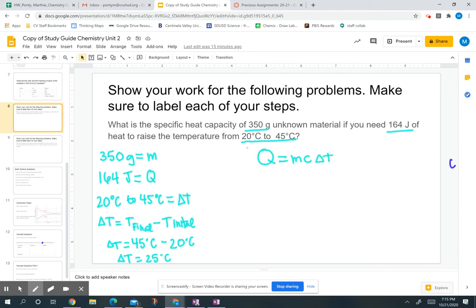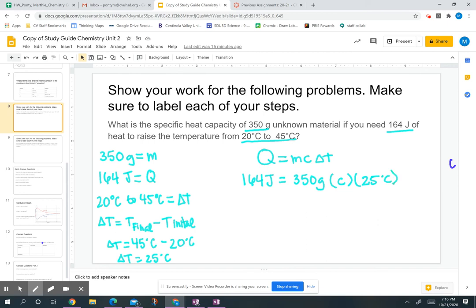So I have 164 joules here. I have my M value, which is 350 grams. I have my C value, which I don't know yet. And I have my delta T value, which is 25 degrees Celsius.